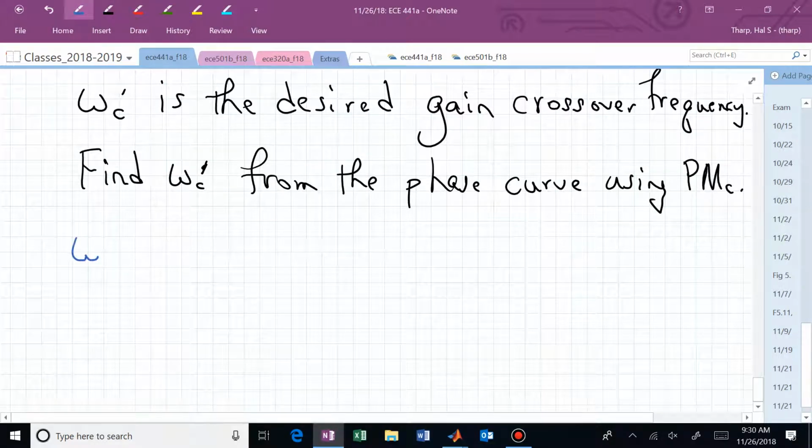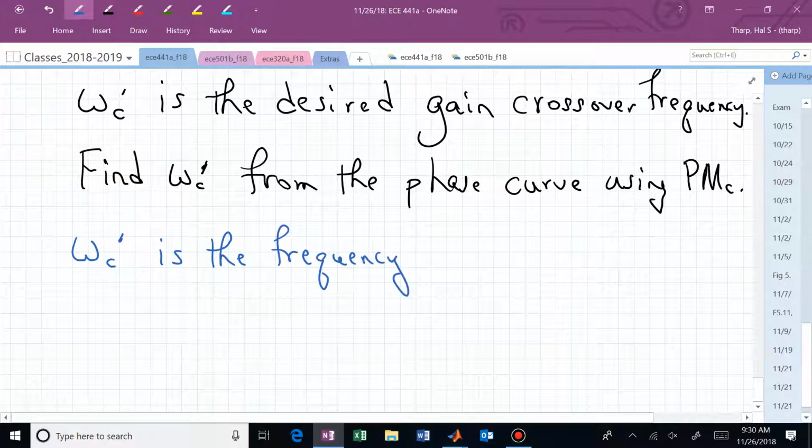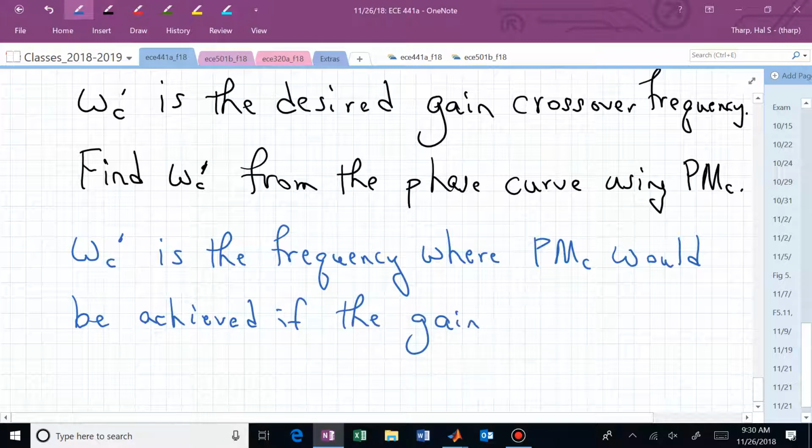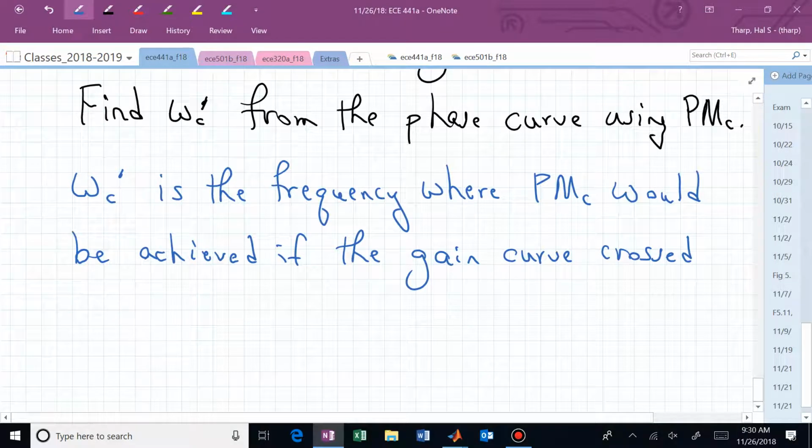And omega sub c prime is the frequency where our compensated phase margin would be achieved if the gain curve actually crossed 0 dB at omega sub c prime.